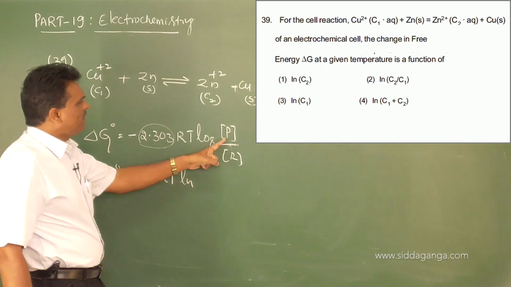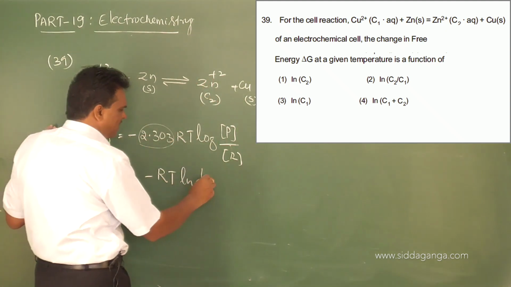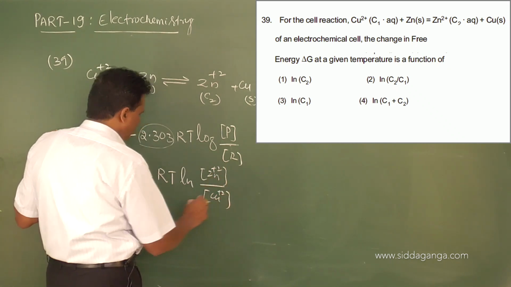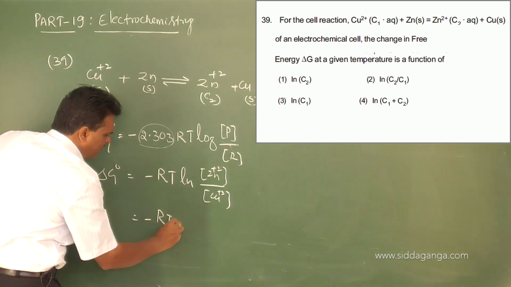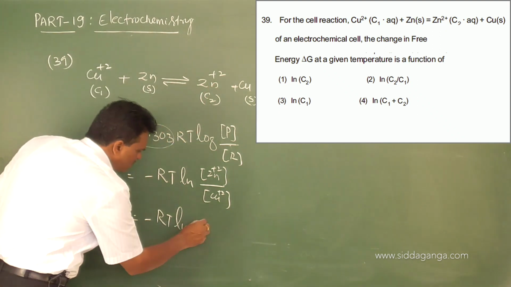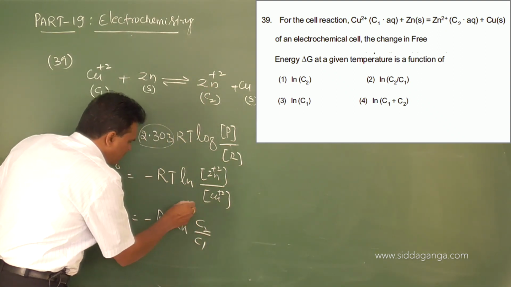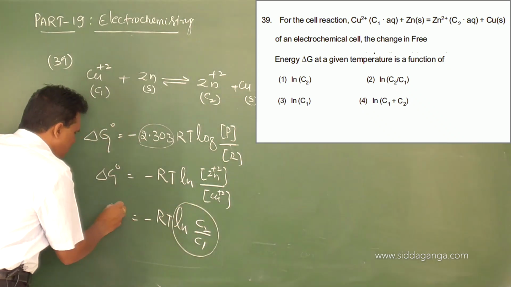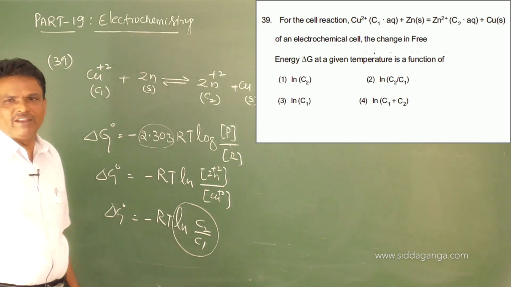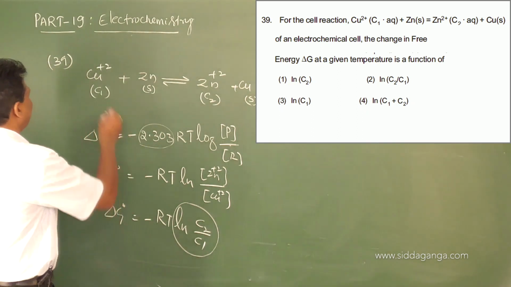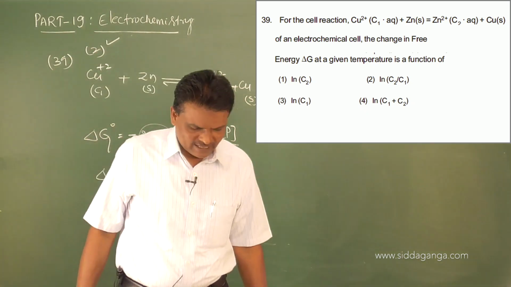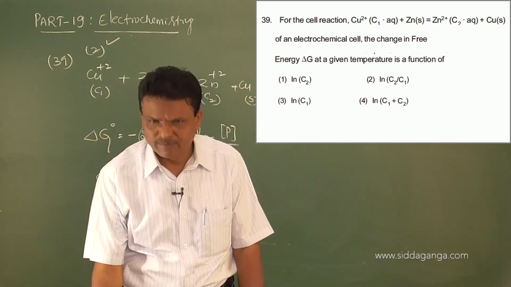Product is zinc, so Zn plus 2 by Cu plus 2. This is also equal to minus RT log of the concentration of zinc ion, which is C2, divided by C1. So this is your answer. Delta G naught or delta G is a function of log C2 by C1. So the second option is the right option for question number 39. Next question.